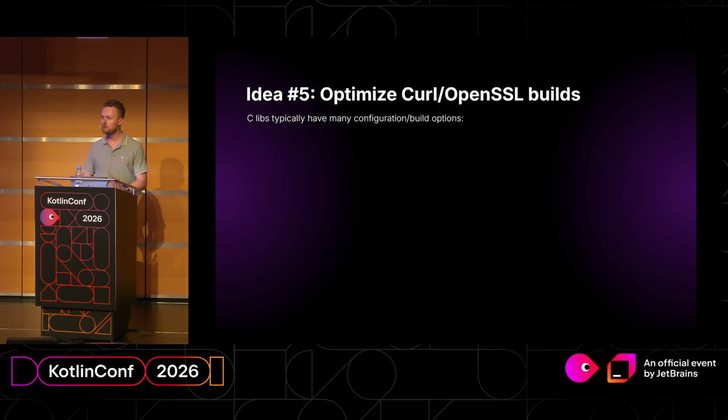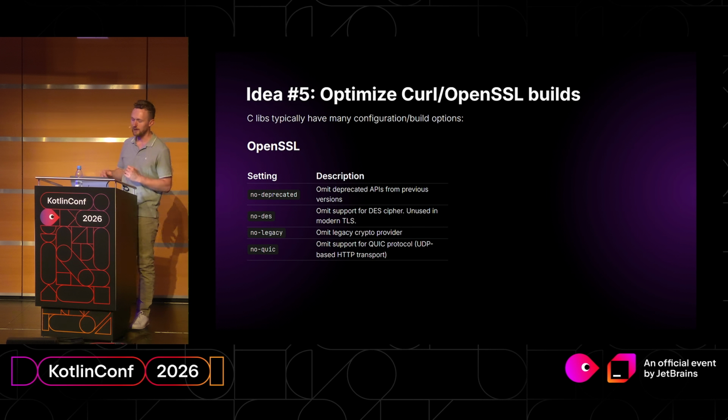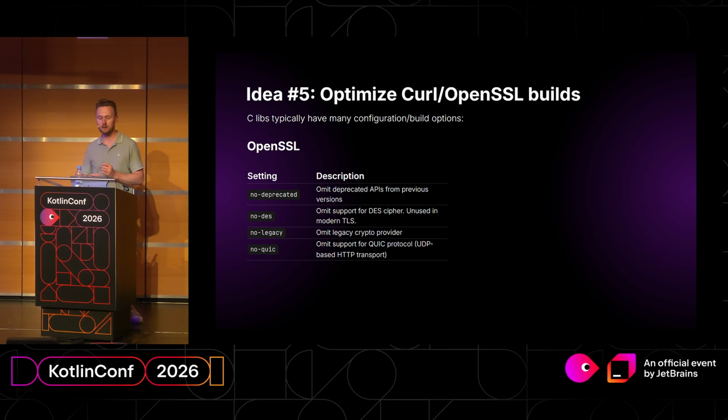Okay, we move on to my last idea, optimizing the curl and OpenSSL builds. This one was the one that took me the longest because there was a lot to investigate. C libraries typically have a bunch of configuration options and build options that you can customize. For OpenSSL, a couple of them leapt out at me. There's actually a list of what feels like 100 options you can configure for OpenSSL, but I highlighted these 4 because they seemed the most interesting and like the quickest wins.